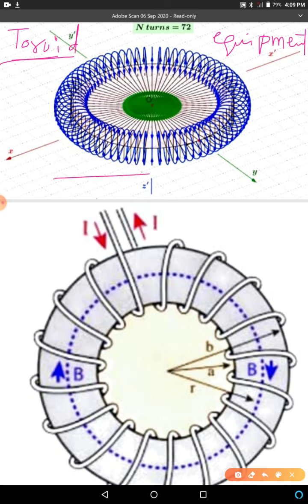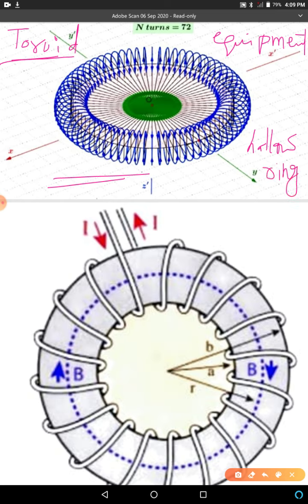You can observe in this diagram. This is a toroid. In a toroid, we have a hollow circular ring, just like your tennicoid ring. On that, we will have a large number of turns of wire. You can see the blue color wires. The blue color wires are wound on the hollow circular ring. Such an arrangement is called a toroid.